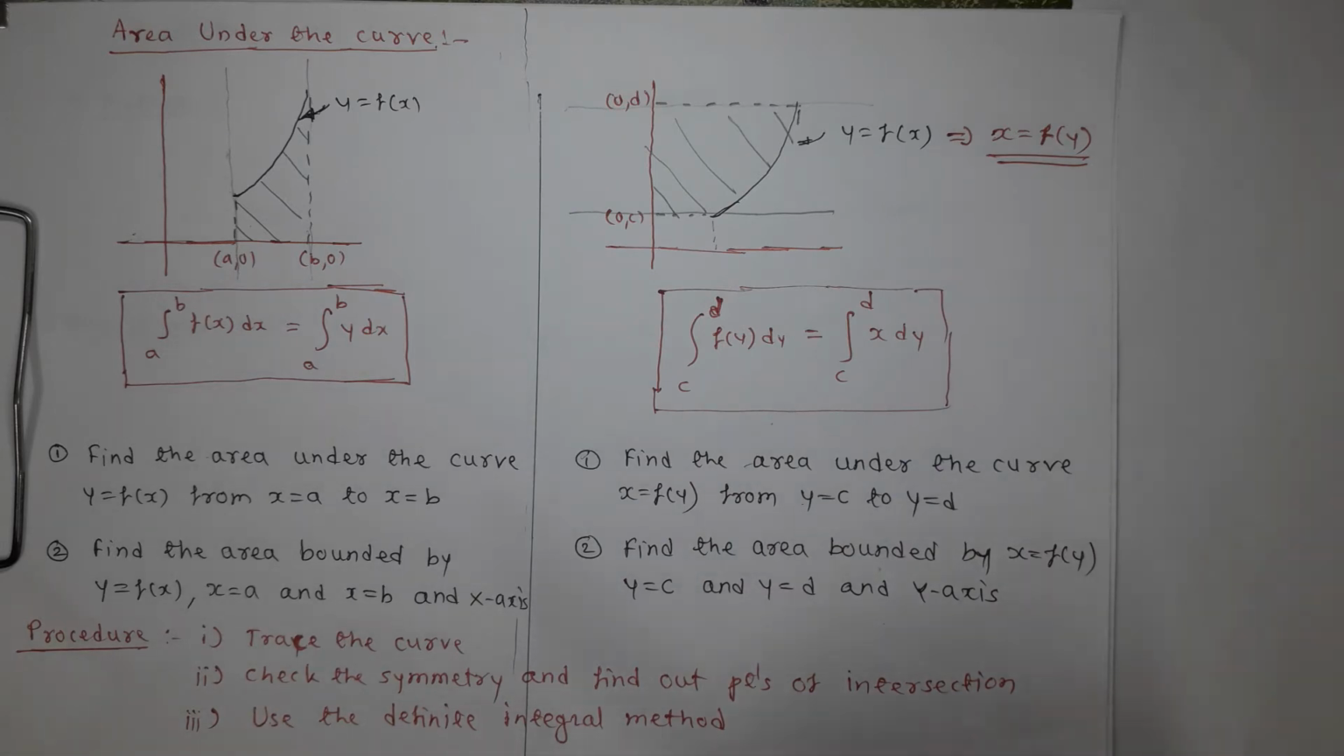Now the procedure is simple. You will have to follow these points. First, trace the curve. Whatever is the equation which is given, depending upon that equation, you will have to draw the curve. Second, check the symmetry and find out points of intersection. In the second step, once you draw the curve, check whether the curve is symmetric or not. If it is symmetric, you will have to check out the symmetry also, and then you will have to find the points of intersection. And the third step is to use the limits or definite integral method to get the area under the curve.